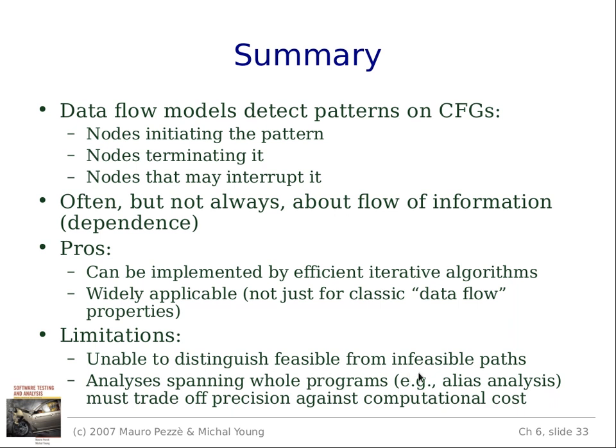Limitation: it's unable to distinguish feasible from infeasible paths. It doesn't really know when the path may go into an infinite loop. Again, halting problem. Analysis spanning whole programs must trade off precision with computational cost. If you're going to jump from one subroutine or function to another, that does cost a lot more to do. All right, that's all for now.